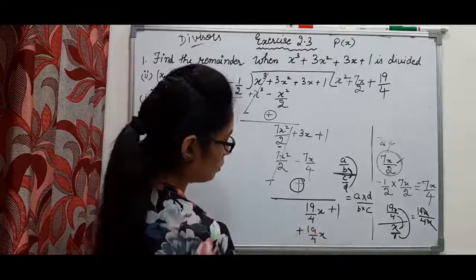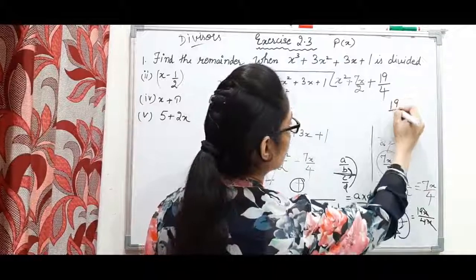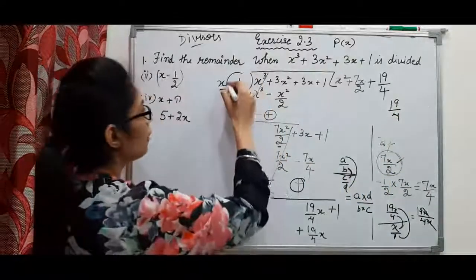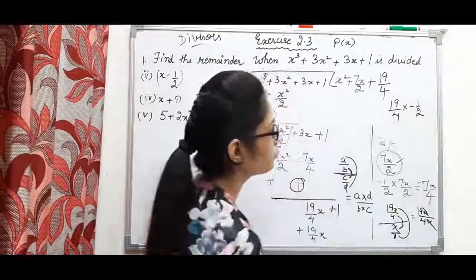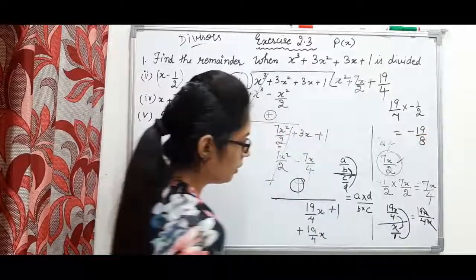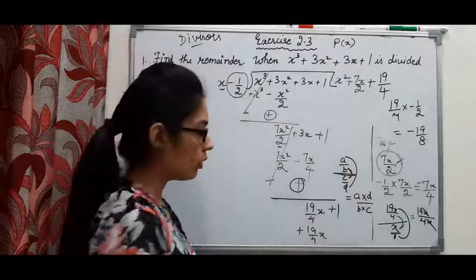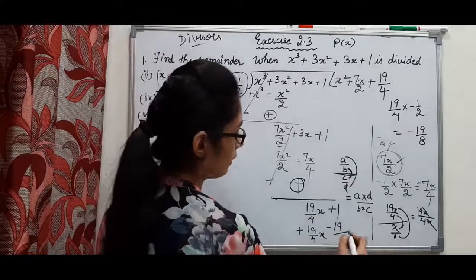Plus I will write because it is plus with plus. Now 19 by 4 I have to multiply with minus 1 by 2. So once you multiply, you will get minus 19 by 8. So that you have to write below the constant term, which is 1. So I will write minus 19 by 8.